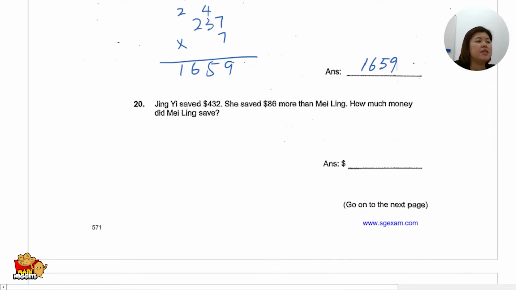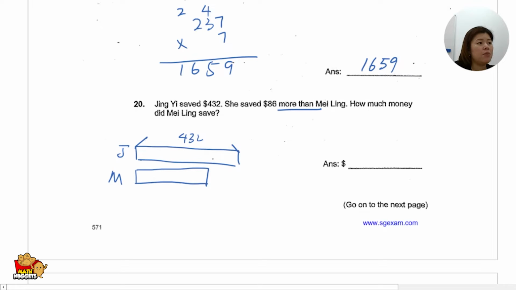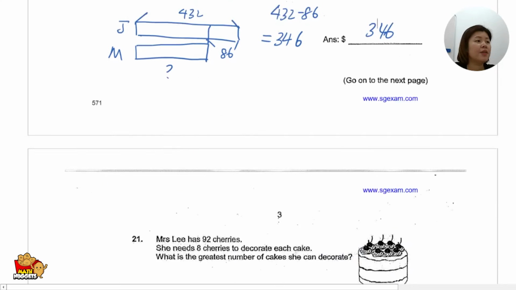Okay, next. Jingyi saved 432. And we have this word "more than". So let's draw a model for Jingyi. Jingyi is 432, and she saved 86 more than Mei Ling. So that means Mei Ling is shorter because Jingyi has more, which is 86. Mei Ling is shorter, so for shorter, please take 432 minus 86 instead. Answer 346.